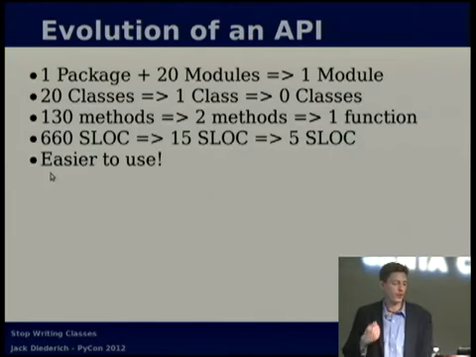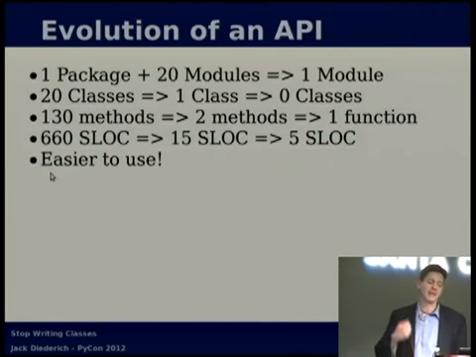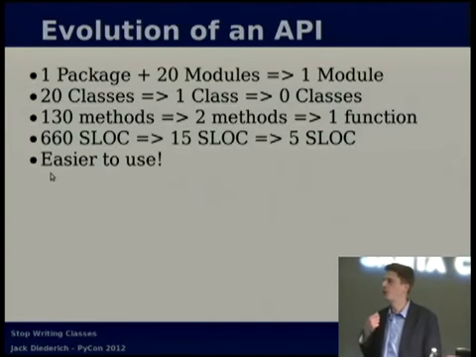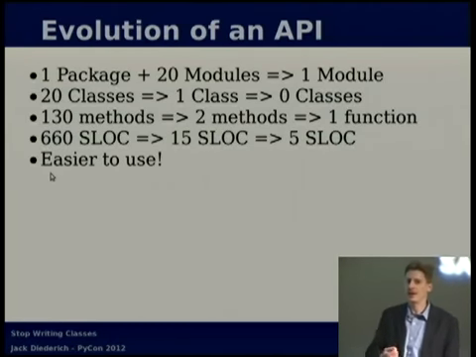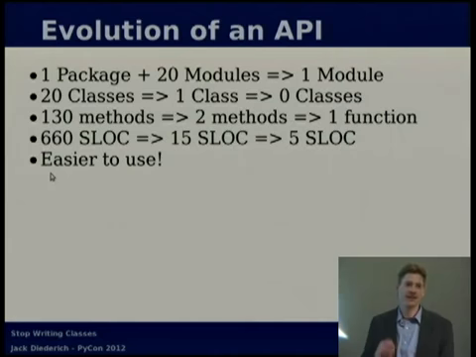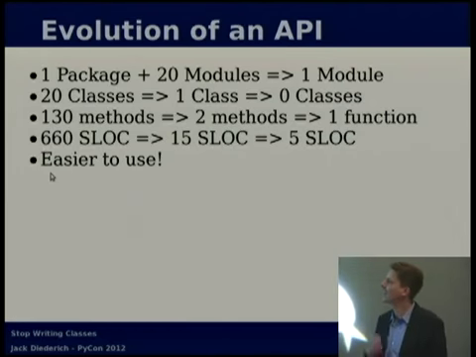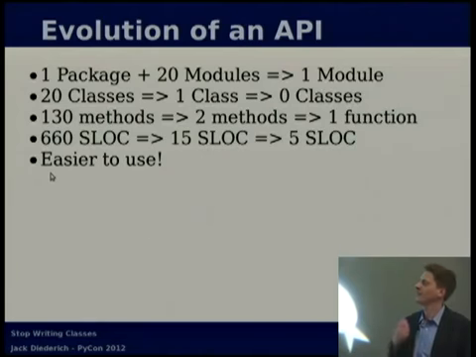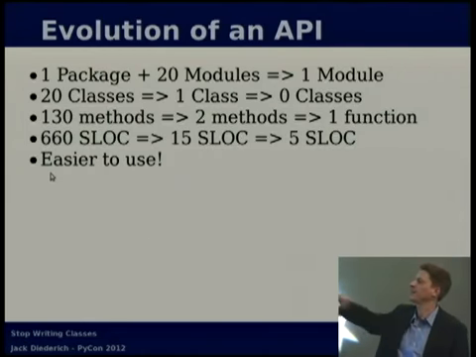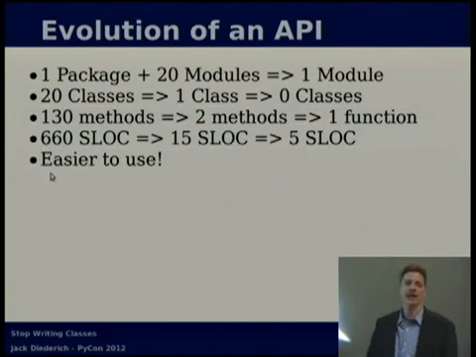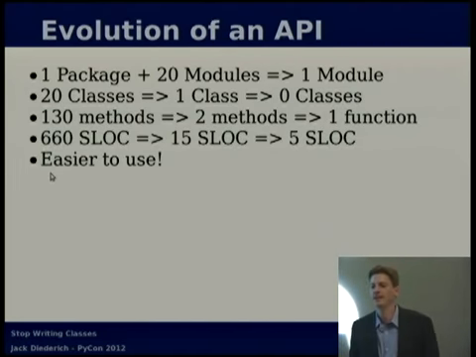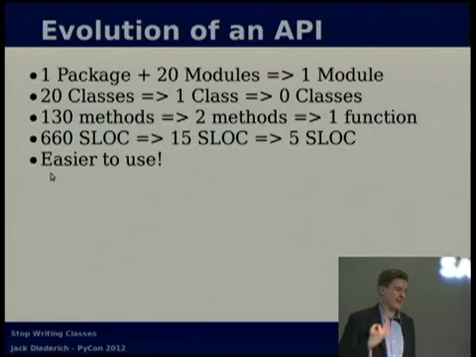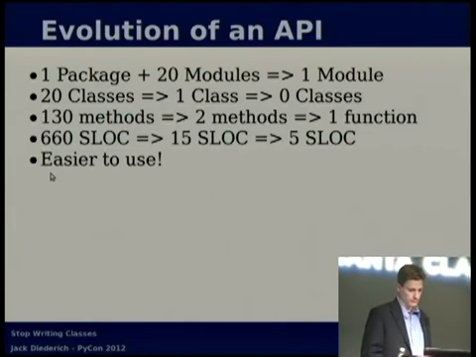So we started out with 1 package, 20 modules, got it down to 1 module, and eventually 0 modules. Started out with 20 classes, went down to 1 class, realized that that wasn't really a class, and now we have 0. 130 methods in that original thing, down to 2 methods, down to 1 function. 660 lines, 15 lines, 5 lines. It's easier to use, it's easier to write. No one has to wonder what's going on.